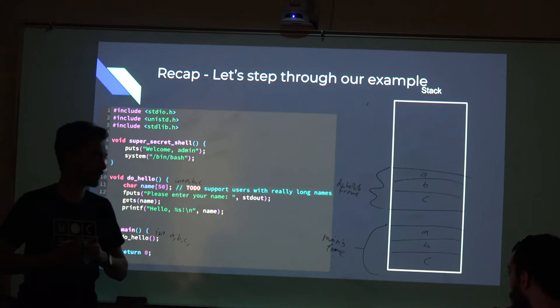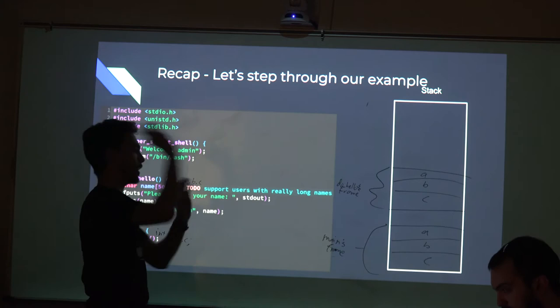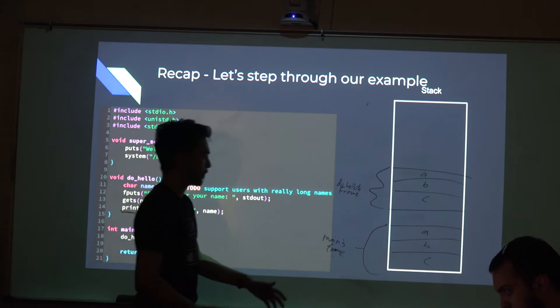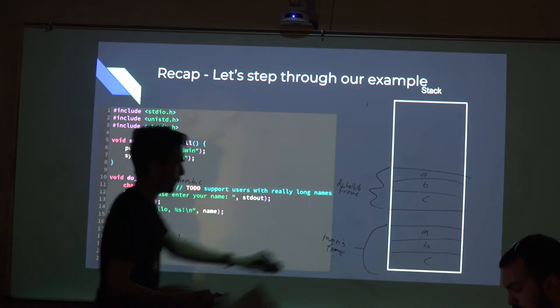Pop them off, exactly. So you can think of it as I pushed some space onto our stack for do hello's A, B, and C, and then when do hello is done and it's going to return, I need to pop them off so that space isn't wasted and that main can then access its A, B, and C. So how's this done?